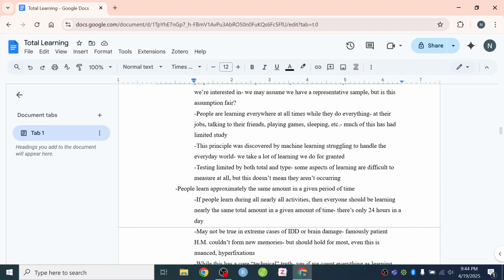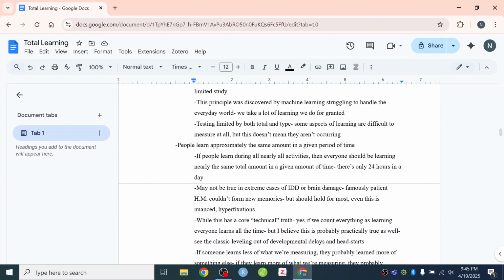We could bring up the example of hyperfixations, where a person with autism learns a lot about a very specific subject to the expense of everything else they might be learning. Did they really learn less, or did they just learn a lot about one thing? It's kind of hard to say. There's some nuance to it, but you could make the argument there is overall less learning occurring because of those issues in the brain.